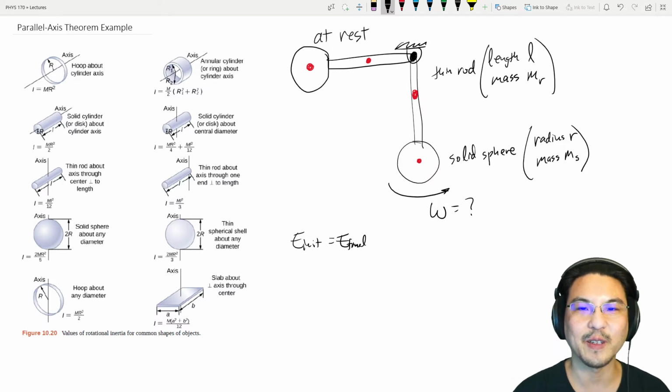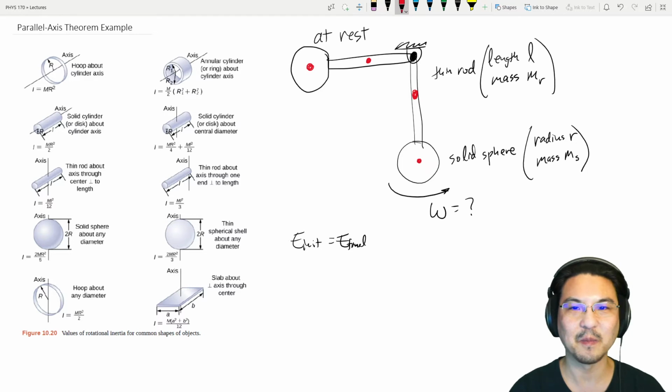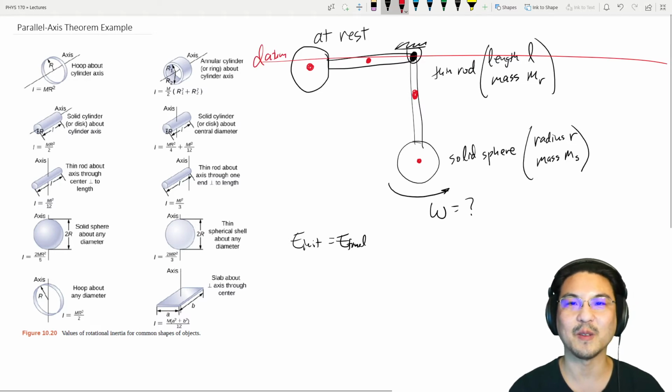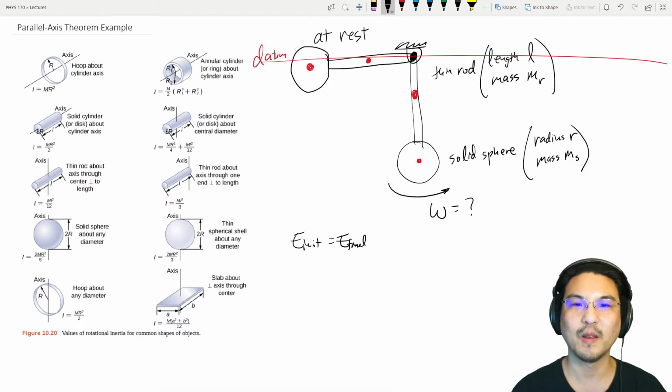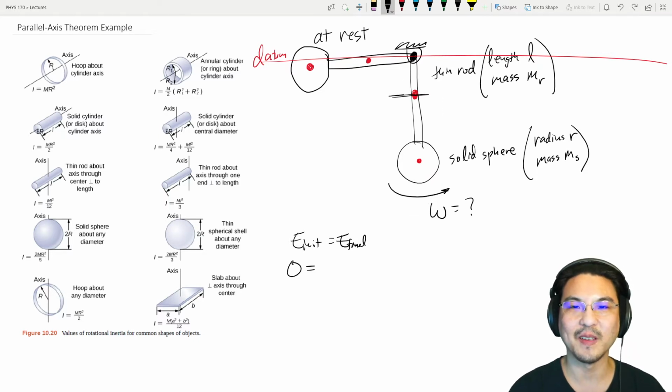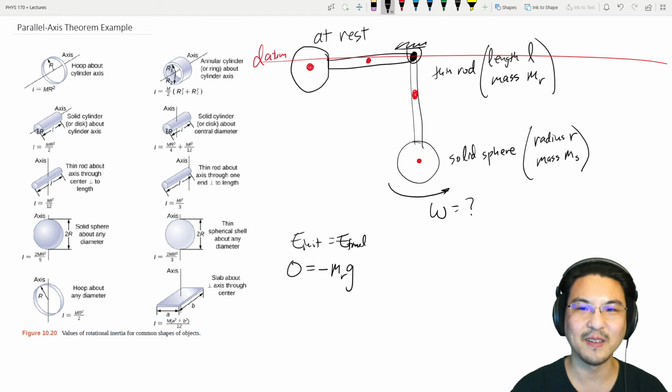Right, so how much gravitational potential energy? It depends on where we pick the datum. Let's say you pick the datum here. So they're both at the datum, and the gravitational potential energy for the bar and the sphere are both 0. And they're both at rest, so initial is 0. Afterwards, the center of mass of the bar is below the datum, so the gravitational potential energy is negative: minus m_r g L/2.